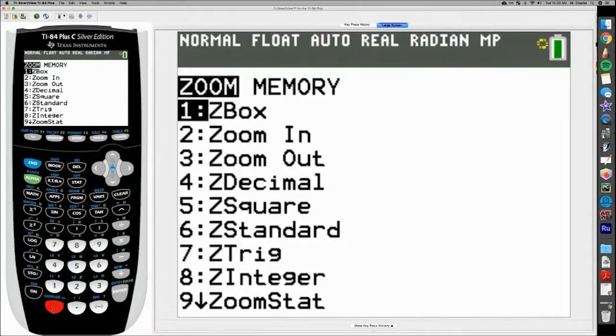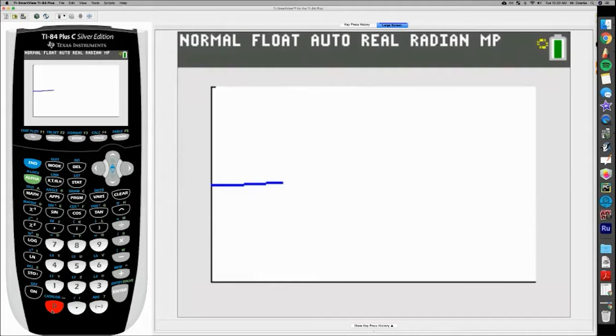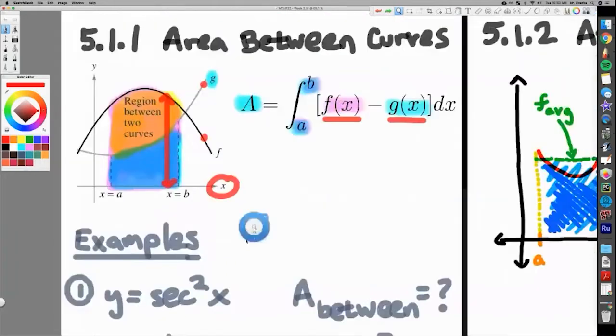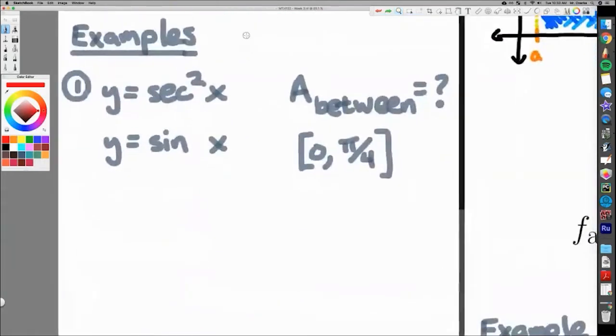Okay. So we know secant squared x is on the top. So I'm going to go back and start solving this by using this formula up here. All right. Is everyone still on board the ship? Does everybody have any questions?